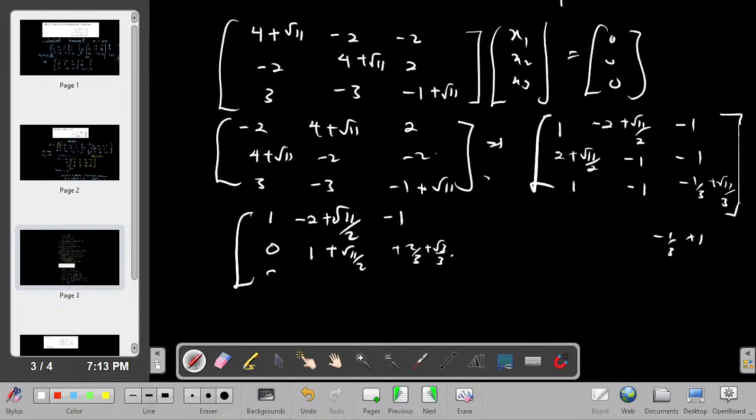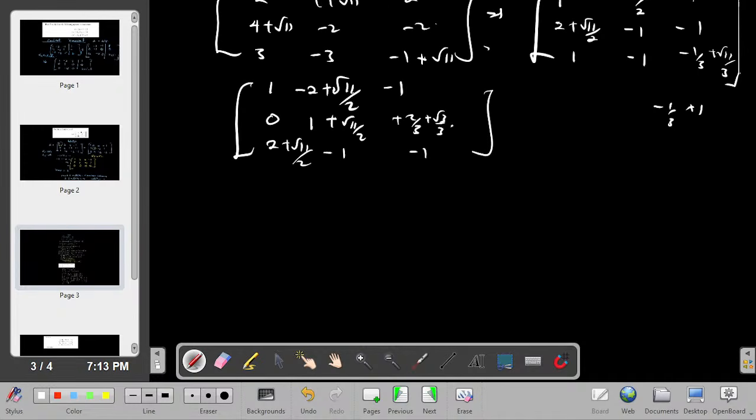Then we push our 2 plus root 11 over 2 minus 1 down. At this point, is there any hope to get rid of anything? That's going to be extremely difficult, right? Extremely difficult. So let's hold on with this. But before then, I think we can multiply through the first one by this, right? We can multiply through the first one by this and subtract by itself. So if I multiply through by 2 plus root 11 out of 2, what am I getting?